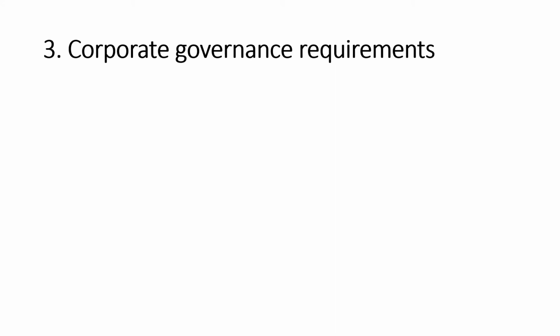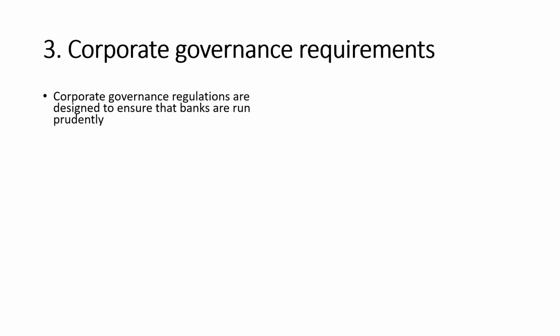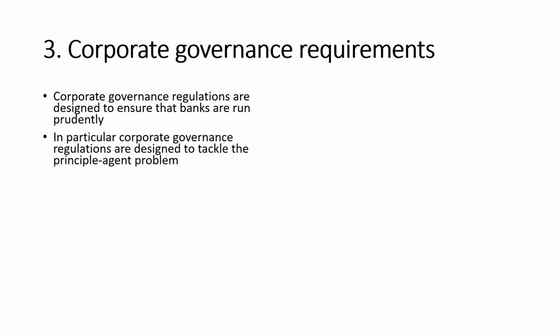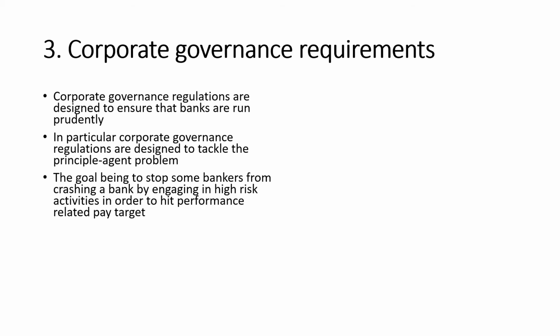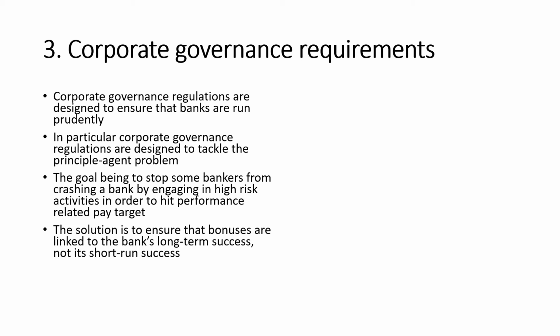There are also regulations pertaining to corporate governance requirements. Corporate governance regulations are designed to ensure that banks are run prudently or cautiously. In particular, they are designed to tackle the principal agent problem, the goal being to stop some bankers from crashing a bank by engaging in high risk activities in order to hit performance related pay targets. So the solution is to ensure that bonuses are linked to the bank's long-term success, not to its short-term success.